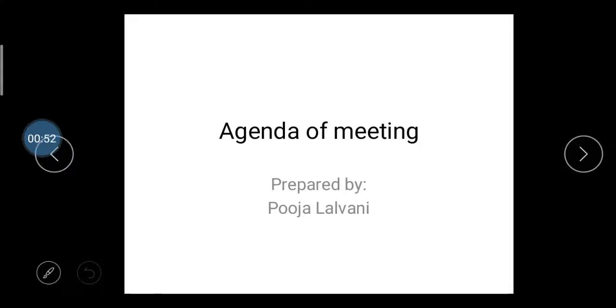Agenda is the objective or purpose of the meeting: this type of meeting will be arranged on this date, at this venue, and these are the topics we'll discuss. So the agenda is a simple summary of a meeting which will be arranged in the future. Its purpose is to inform all the participants of the organization.